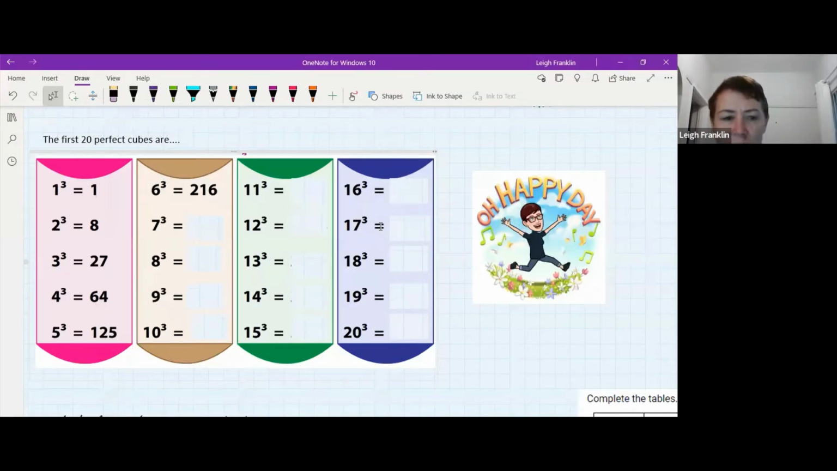Humi is next. Do you know what the answer to 7 cubed is? Humi, do you know what the answer to 7 cubed is? Sorry, ma'am, can I help? Humi's not answering. Okay, Awam, do you know what 7 cubed is? Sorry, it's 343, ma'am. Well done, Awam. That's a difficult one. 343, certainly.